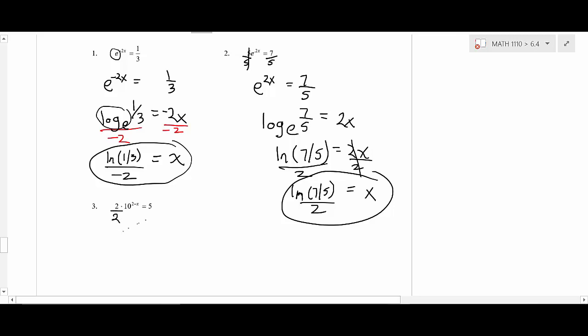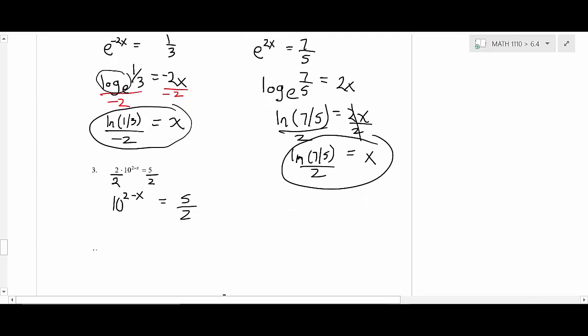Let's divide that by 2. So that would be 10 to the 2 minus x is equal to 5/2 like that. You have to start that problem the same way. Again, you want to write this in log form. What is the base going to be? 10. Your base is that number. The answer to a log is an exponent, so the 2 minus x goes there, and then the 5/2 goes there. So the key is you have to take the exponential function and write it as logarithmic.